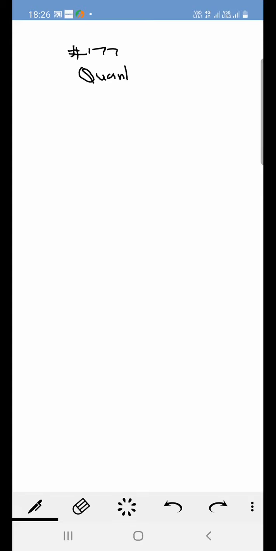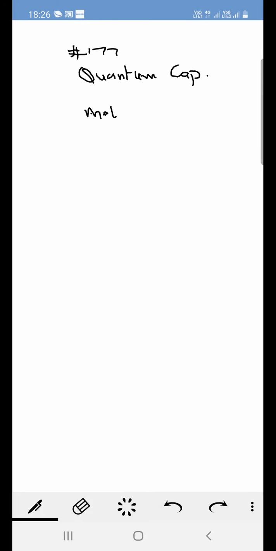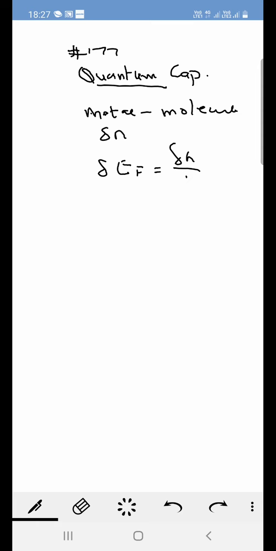Hello students, in our previous lecture, lecture number 177, the concept of quantum capacitance was introduced. Whenever we have a metal and molecule contact, a charge transfer takes place, which leads to a change in the Fermi level. It is given as the change in charge transfer divided by the density of states, and it can be further quantified by this quantum capacitance, given as Cu.